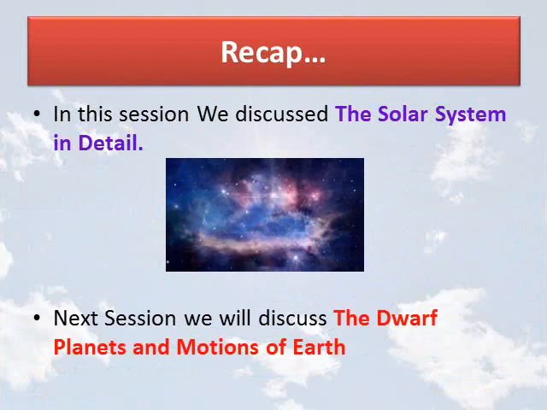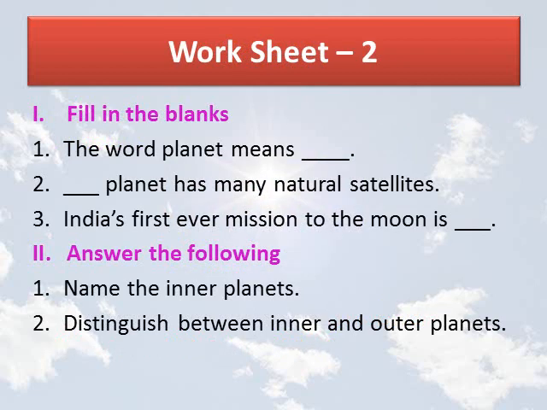Time to wind up the session. Before winding up, let us have a recap of what we learned. In this session, we discussed the solar system in detail. We learned that the Sun is the center of the solar system. It is self-luminous with a surface temperature of 6000 degrees Celsius. We also learned about the 8 planets: Mercury, Venus, Earth, Mars, Jupiter, Saturn, Uranus and Neptune. We learned about the planets, their specialities, their moons or natural satellites, and so on. Dear children, in the next session, we will discuss the dwarf planet and the motions of Earth.